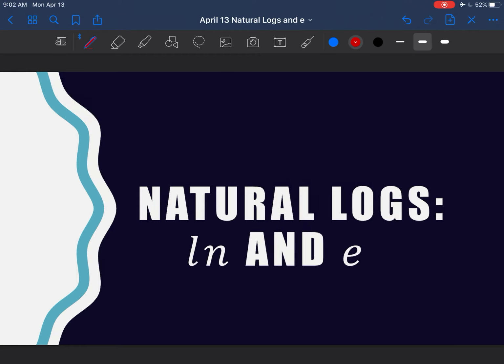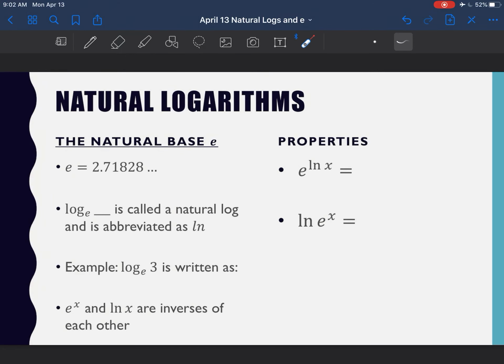So it's pretty easy for this last section. It's on what's called a natural log, and this idea right here of this number e. So basically, in math, we have this number e. We call that the natural base. There's a whole explanation behind it, but all you need to know is that e is a number and its value is 2.7. So it's kind of like pi basically.